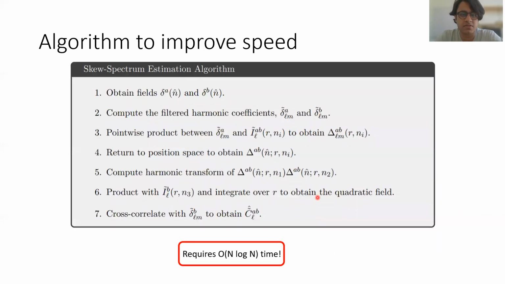So this is the same steps that I showed above, written in algorithmic fashion, and you can see that estimating the quadratic field, and therefore the skew spectrum itself, from the data has been reduced to a sequence of FFTs. So therefore, this requires only n log n time, as fast as a power spectrum.